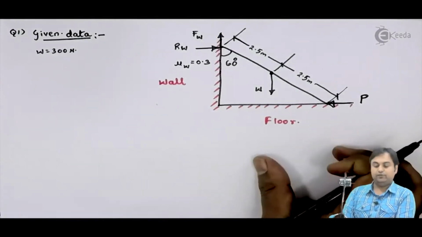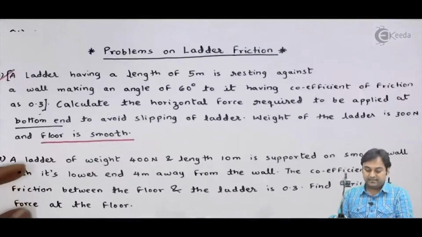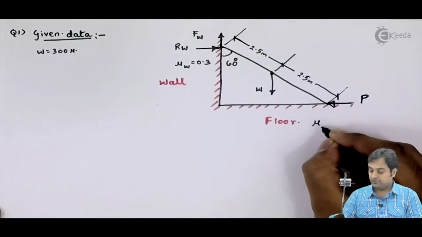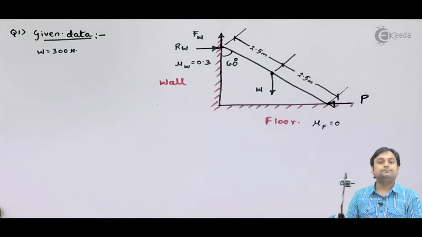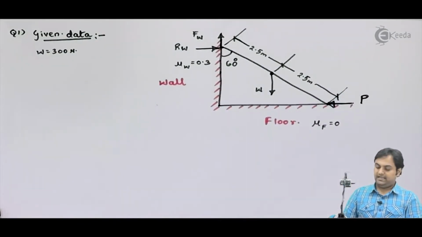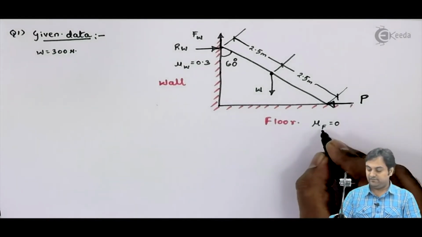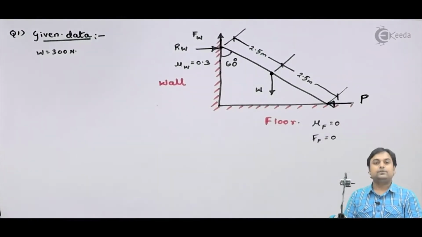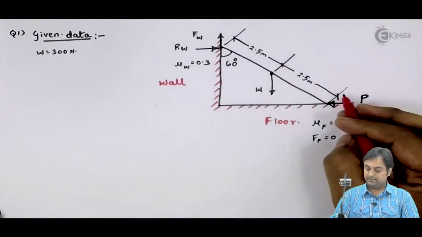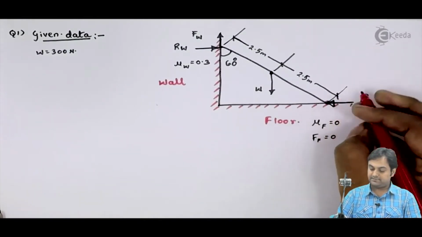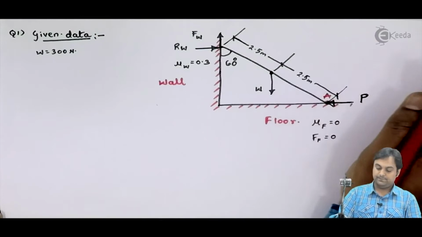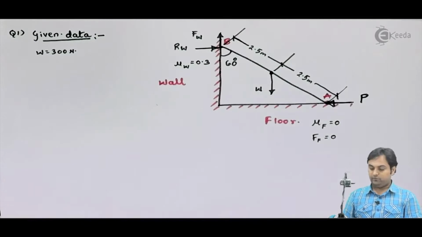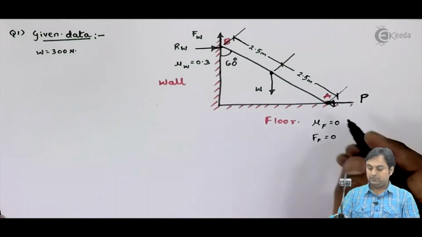Similarly, if I see for the floor, they are saying that the floor is smooth. If the floor is smooth, then the coefficient of friction of the floor is 0. It doesn't have any friction. And if it doesn't have any friction, then even the value of friction force for the floor is 0. So here I'll call that, at the point where the load is applied, I'll call it as my point A, and this would be point B. So now we would go on for the calculation of load P.